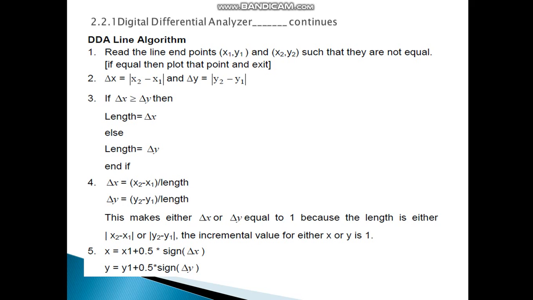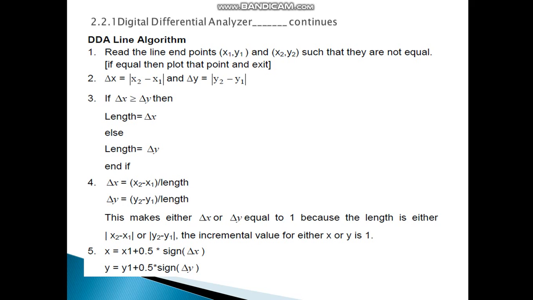Then go to step 5. In step 5, x is equal to x1 plus 0.5 into sign of delta x and y is equal to y1 plus 0.5 into sign of delta y. These two steps, that is step 5, finding the x, y points, are optional. The factor 0.5 is added to round the values.